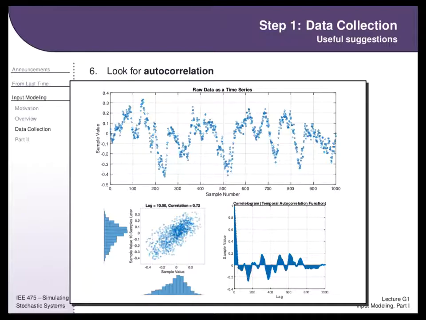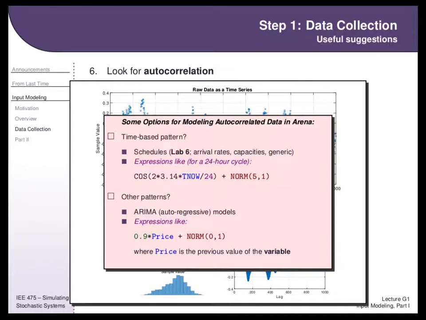And so if you see autocorrelation in your data, you can't just draw independent samples. You have to have them relate to each other. And so in ARENA, there are different ways you can do that. If you remember in Lab 6, you worked with schedules. Schedules allow you to say, we're going to draw independent arrival rates, for example, for this hour, but they're all going to have the same average rate for this hour. But when I go to the next hour, they'll have a different rate. So by knowing the hour, you know roughly the average rate, but you don't necessarily know how one rate relates to the next rate.